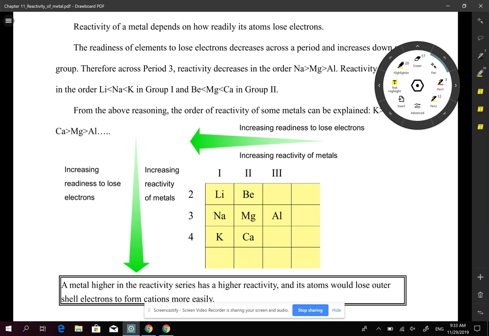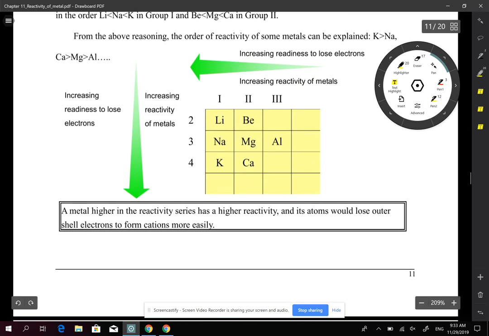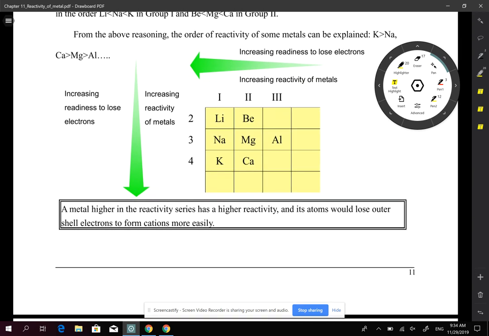Okay, we are talking about the electron in the outermost shell. If there are four occupied electron shells, that means the outermost shell electrons are farther away from the nucleus compared with those atoms that have only two shells. Okay, then why going down a group in the periodic table, usually the reactivity will increase. So potassium has a higher reactivity than sodium.